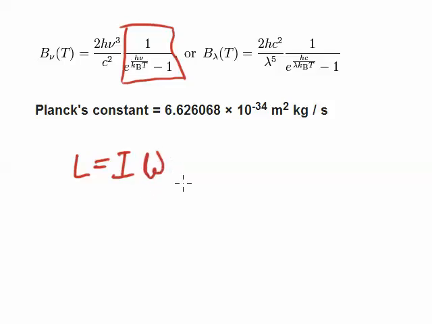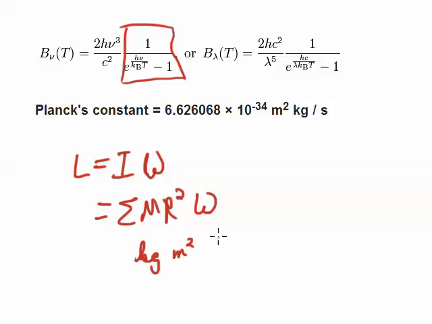Yeah, radial velocity, if I remember right. And the moment of inertia is sum of mr squared times omega, which would be kilogram meters squared per second. Kilogram meters squared per second. Yes, so this is units of angular momentum right here.